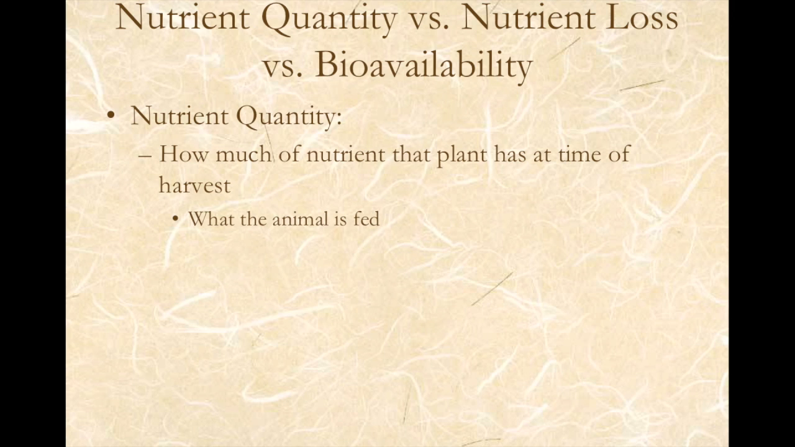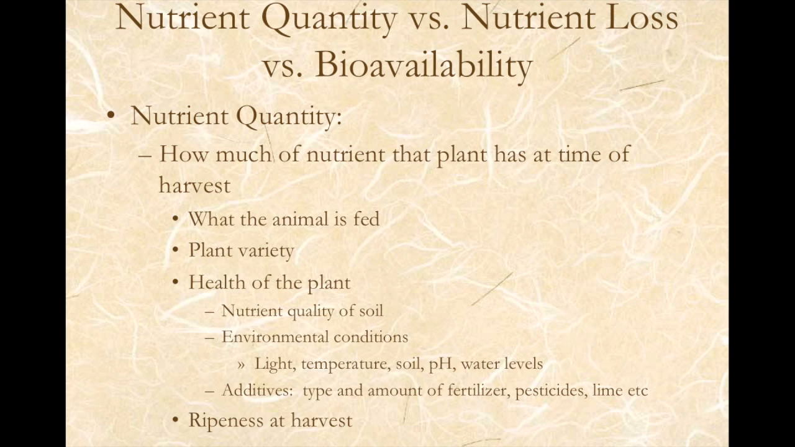Nutrient quantity refers to how much of the nutrient that plant or animal had at the time of harvest or slaughter. So the health of the plant, what the animal was fed, the type of plant variety, the conditions in which a plant has been raised, all of these things can impact the actual nutrients that the plant has at the time that it is removed, if you will, from its natural life or growing phase.